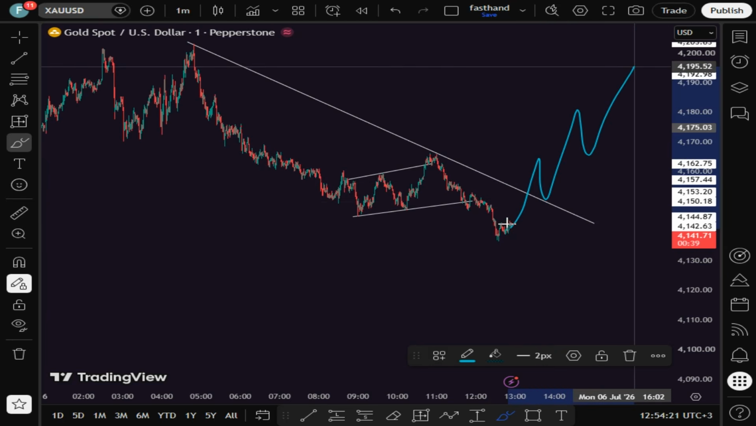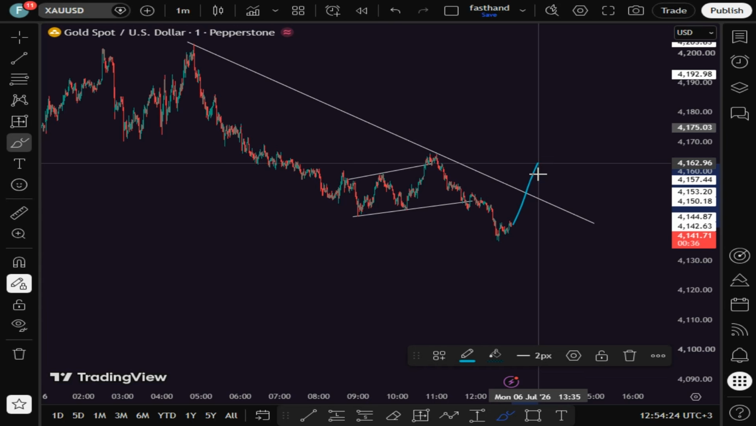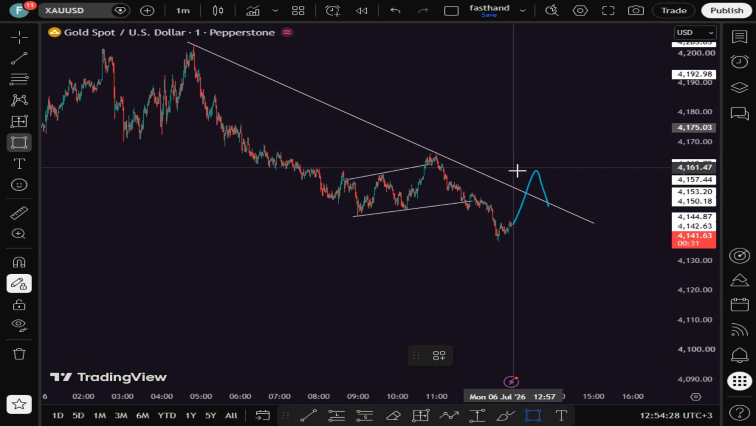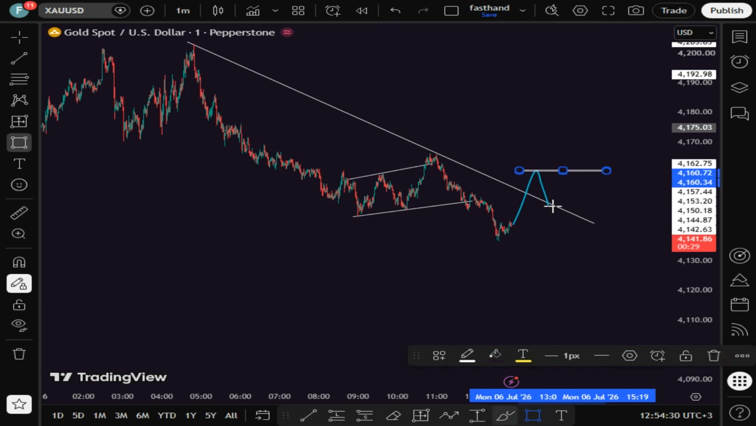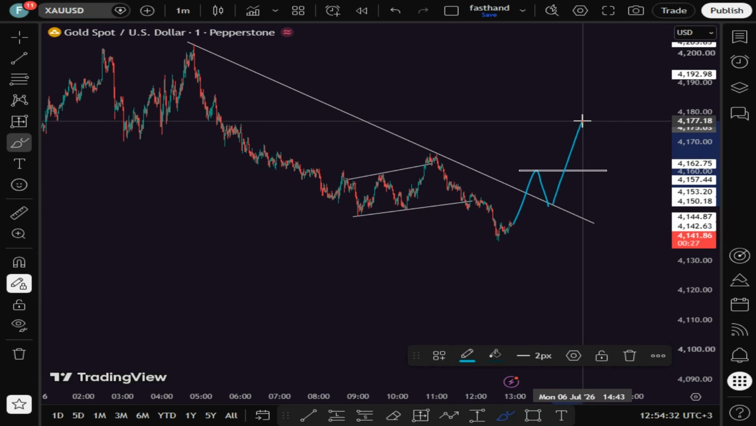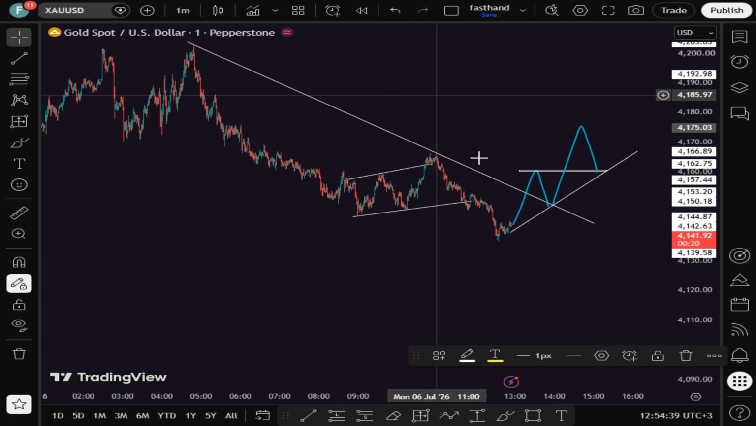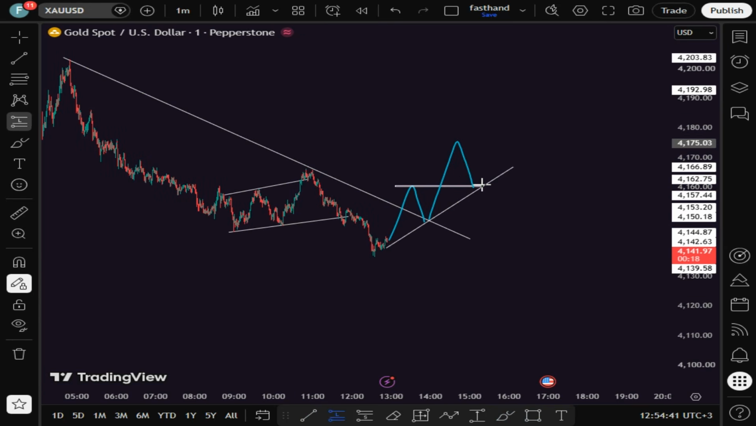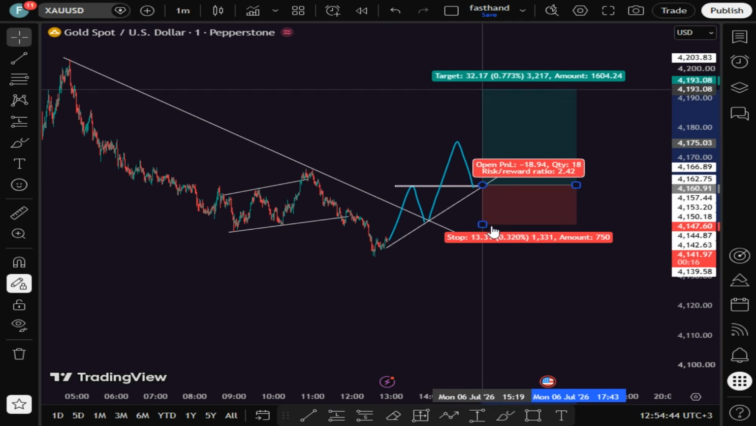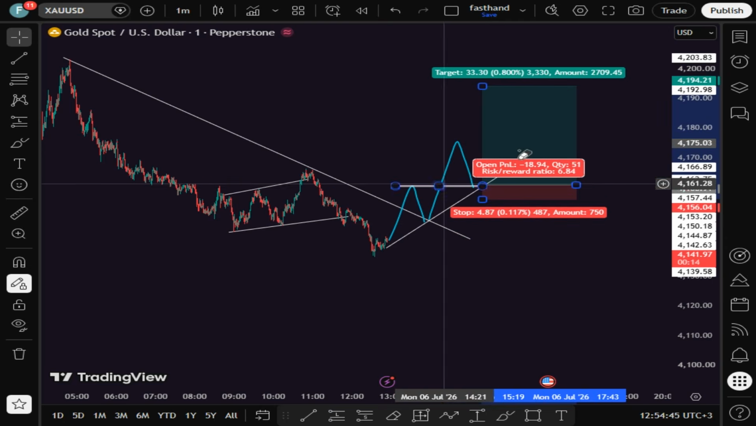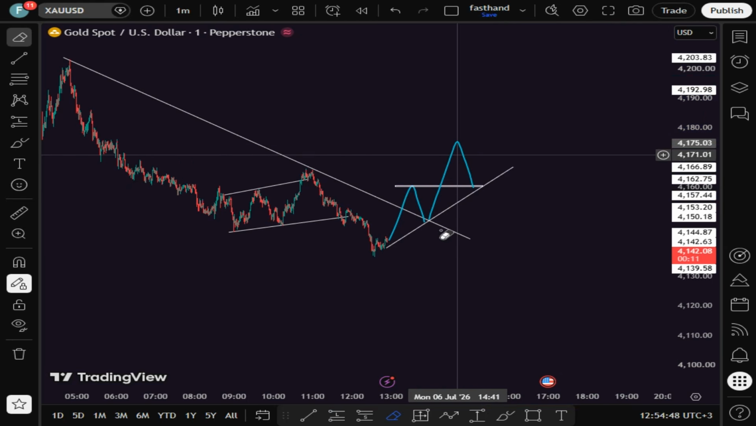I repeat, I'm looking for sales until gold goes up, creates a new high, and then breaks out of that new high. If it breaks out of that new high, then that will be a confirmation that I should be looking for buys. I'll be waiting for a retest, something like this. And if it gives me an entry opportunity, I'll be looking for buys. But remember, it might create a new high, break, but then not give me an entry opportunity, then it just flies.